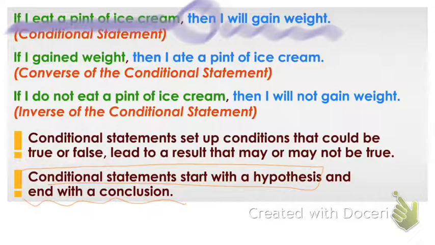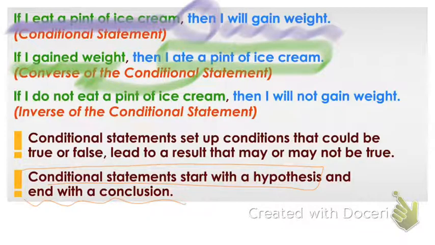The other thing I want to go over is the converse of a conditional statement. This is the opposite. So you start off with your conclusion. If I gain weight, then I must have eaten a pint of ice cream. So the pint of ice cream is what leads me to gain weight. Gaining weight is not what leads me to eat the pint of ice cream. So eating the pint of ice cream is the condition, and gaining weight is the conclusion. So that is a converse of a conditional statement.